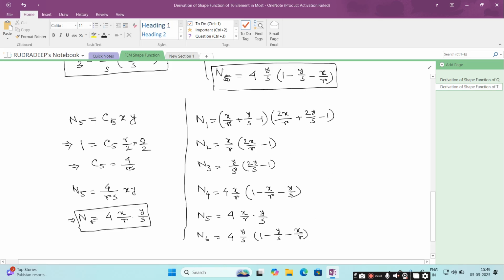So I have derived all the shape functions for this T6 element. In the next video we will start with Q8 elements.